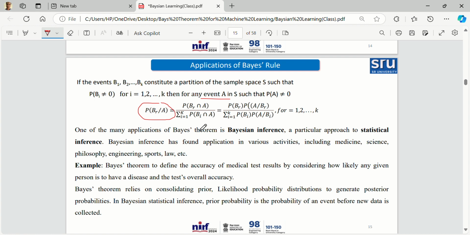divided by the summation of probability of Bi intersection A, which is equal to probability of Br into probability of A given Br, divided by the summation of probability of Bi into probability of A given Bi.